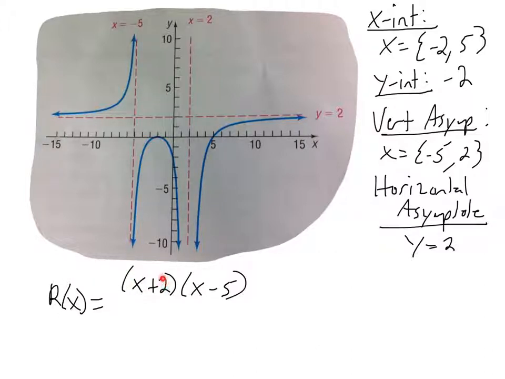What has to be true about the multiplicity of that particular factor? It has to be even. So let's make that x plus 2 squared.